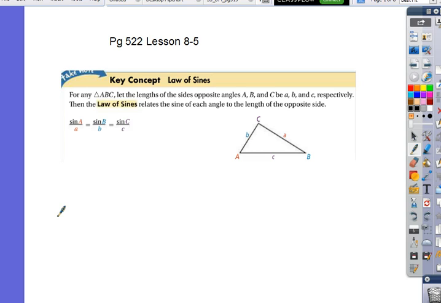Nothing earth-shattering there. So basically what I'm saying is, if I know any angle and its opposite side pair, and then any one other piece of information, I can solve the rest of the triangle. Let's see how that works.